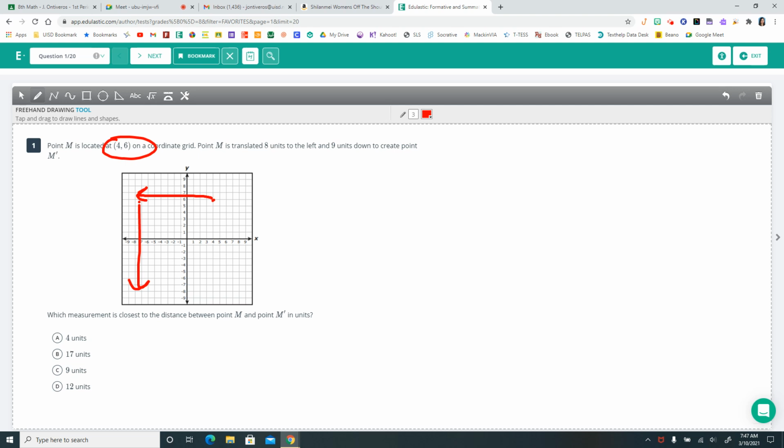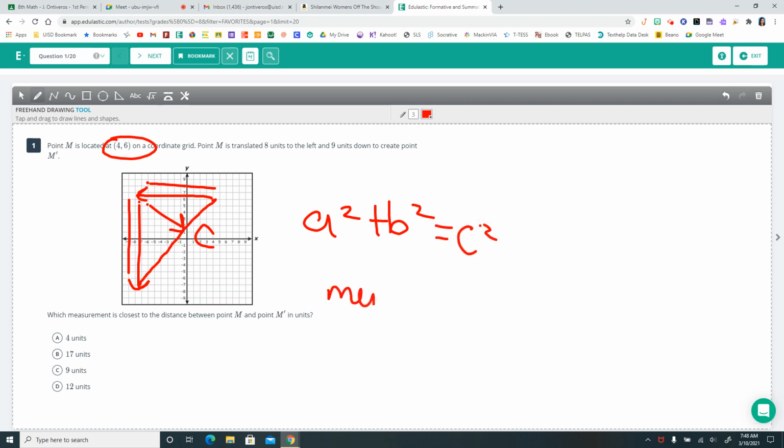And then you find out which measurement is closest to the distance of point M and point M prime. So at this time, you would close the triangle, count the squares here, count the squares over here, and you would be looking for C. Okay, now this is only an estimation. Make sure that you count accordingly and use menu 3-1 to look for C.